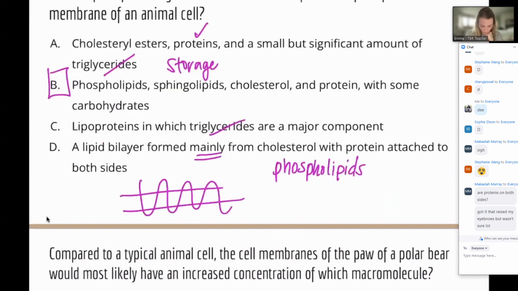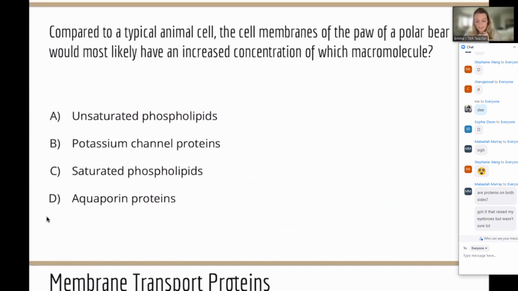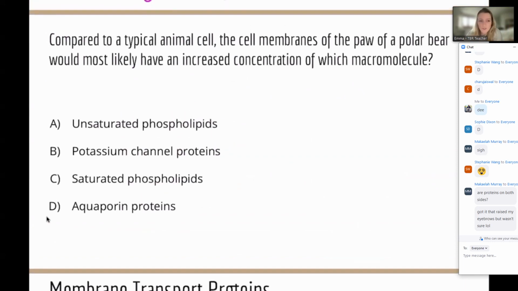So one more question here. This is kind of like an application question, so I wouldn't probably predict this exact question to be on the MCAT, but it's good to think about. Compared to a typical animal cell, the cell membranes of the paw of a polar bear would most likely have an increased concentration of which macromolecule? Unsaturated phospholipids, potassium channel proteins, saturated phospholipids, aquaporin proteins.